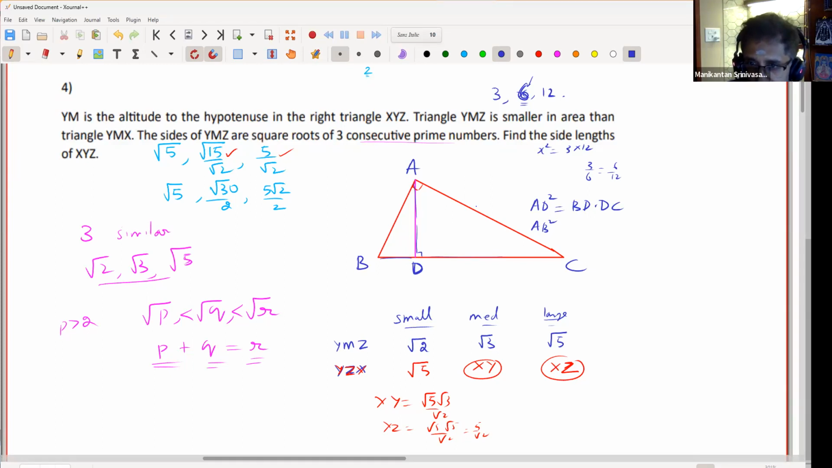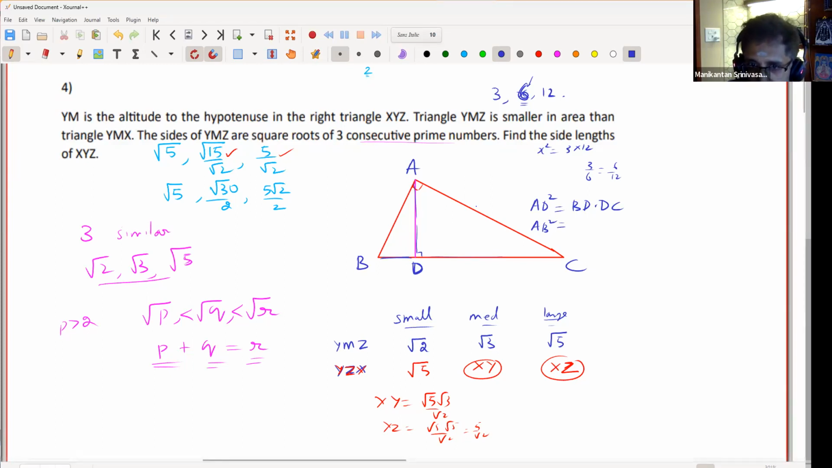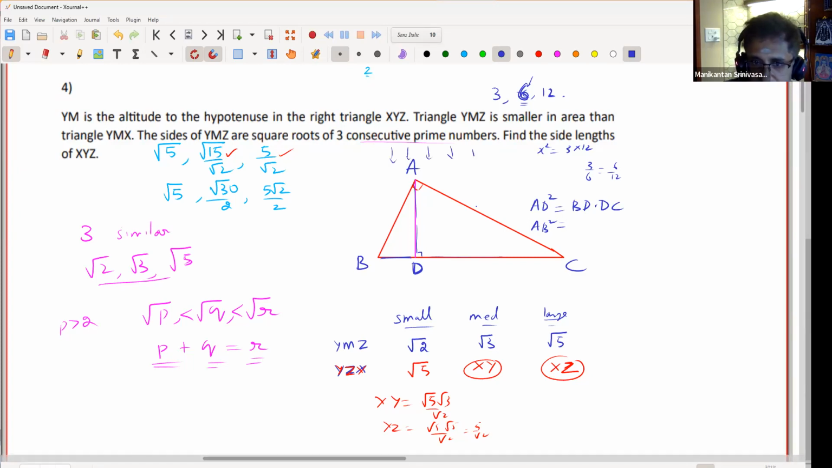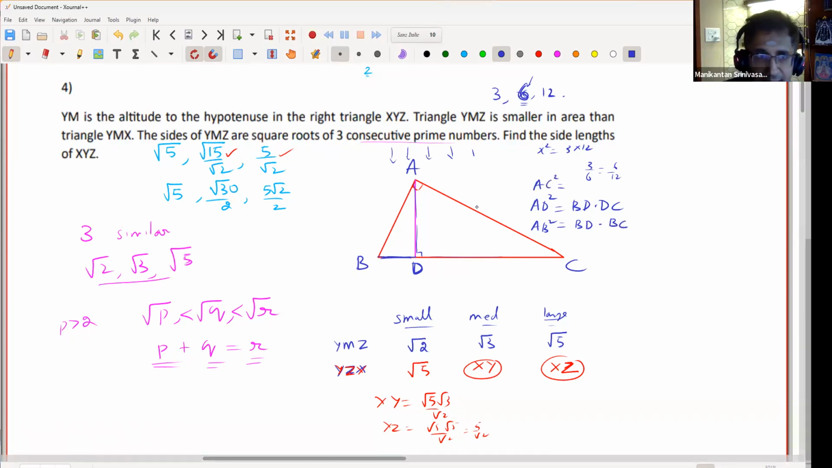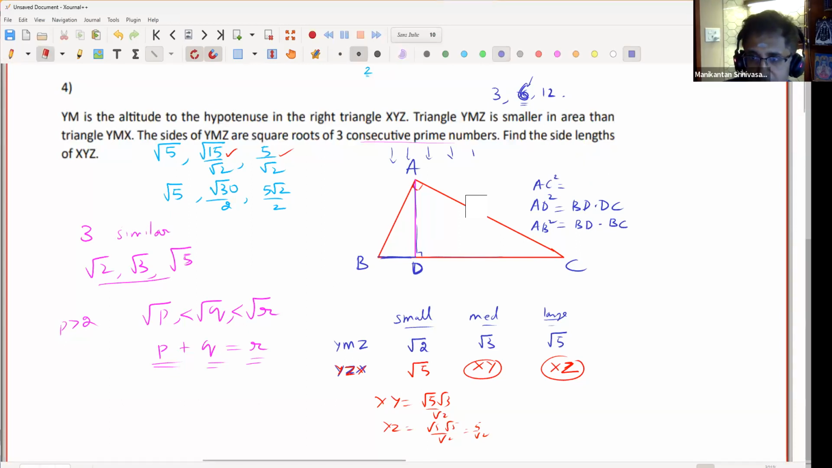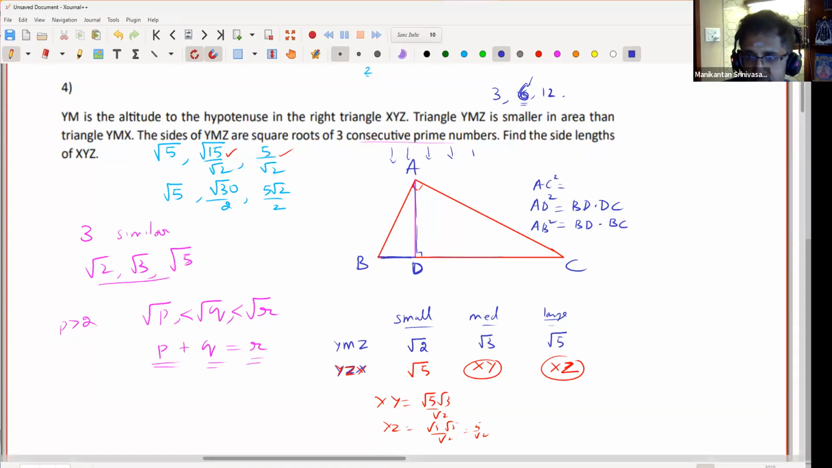AB square is the geometric mean of the projection, the shadow that falls. Let's say they have sun shining from the top here. Where does the shadow of the AB fall? No, shadow on the ground is BD. BD times the full length, which is BC. Similarly, analogously, for AC, the shadow falls on CD. So AC square will be CD times the entire BC.